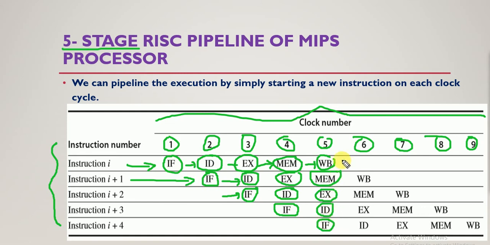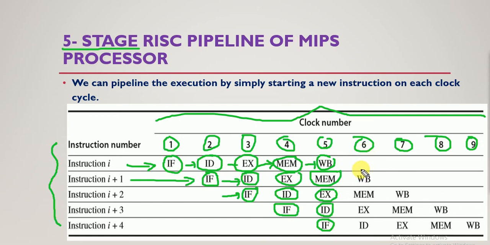Now we can see in the fifth clock cycle, within the same time, 5 instructions are executing in parallel. That means some portions of each of the instructions are executed in parallel. So after write back, instruction I finishes.